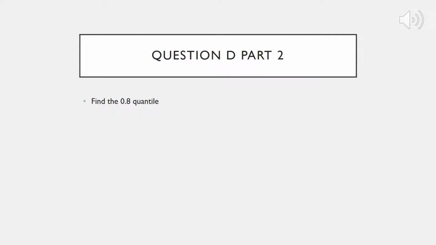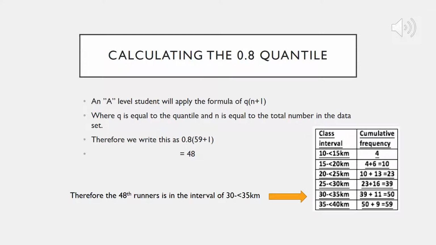Question D, part 2. Find the 0.8 quantile. Solving question D, part 2 is quite similar to the previous question. The only difference is we use the equation Q(n plus 1), where Q is equal to the quantile and n is equal to the total number in the data set. So we're going to solve this equation by using the following values.